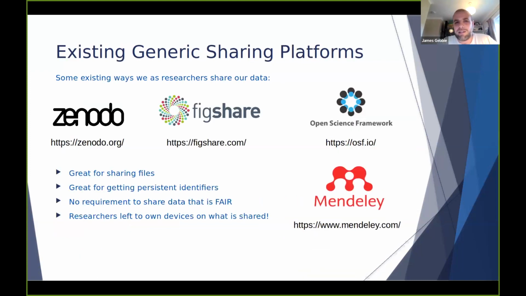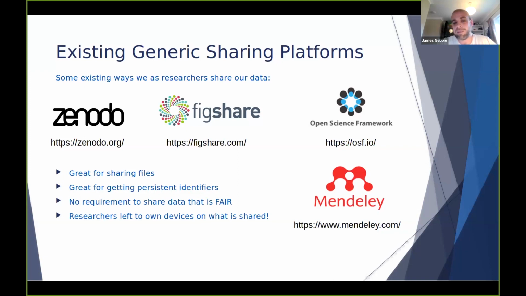And then there's all of these generic sharing platforms. So there's lots of them. Figshare and Zenodo is what most people are familiar with. Mendeley is another popular one. I guess in the US, I think the OSF is the common one. I think there's some kind of grant terms over there now that makes them have to use something. These are great for sharing files. Great for getting persistent identifiers.